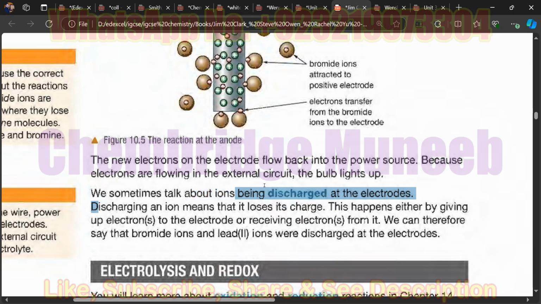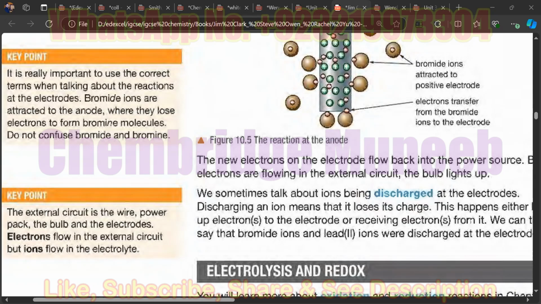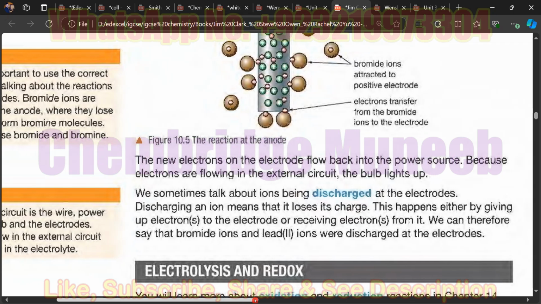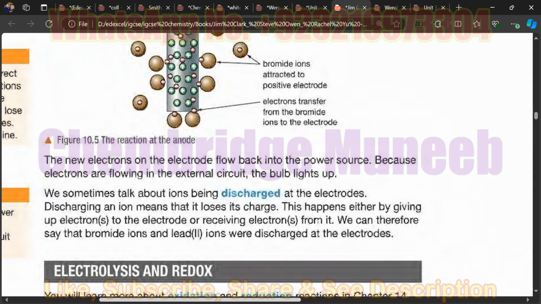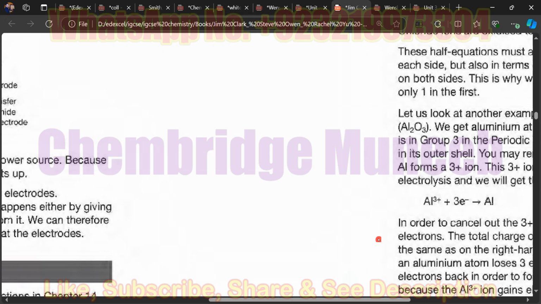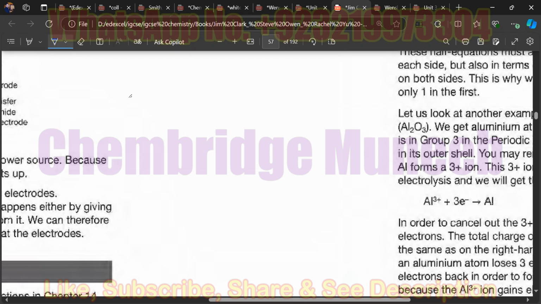We sometimes talk about ions being discharged at the electrodes. The word discharge used here is applied both for the oxidation and for the reduction. If we say discharging of the ion at the cathode, it means on cathode we have the positively charged ions, and it is a reduction. So what this book means to say is that discharging means both reduction and oxidation.